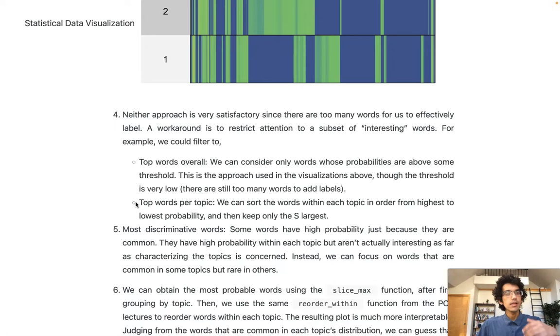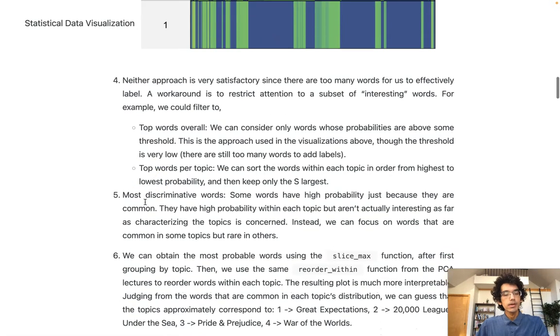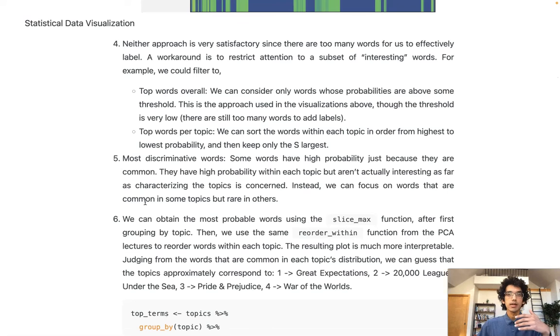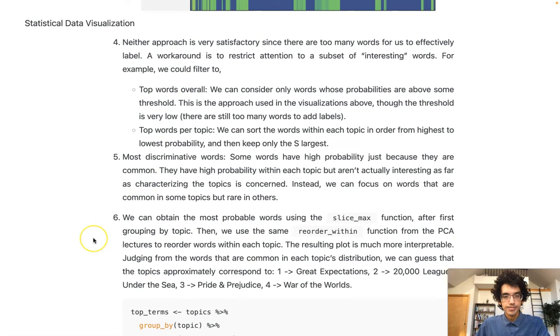This is a bit better, but it still suffers from a basic issue, that you might have words which are appearing in this top per topic list just because they're really common words, and not because they are intrinsic to that topic. A more interesting way to get at these intrinsic words is to use something like a discriminative word. What are the words which are really common in one topic, but not so common in another? That's, in a sense, a discriminative word. Okay, so let's look at how you can implement these few different approaches.